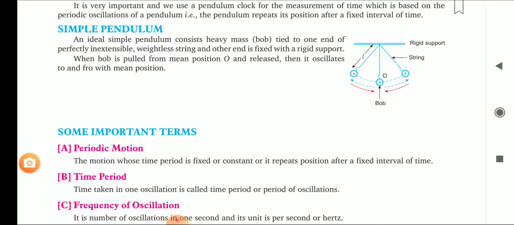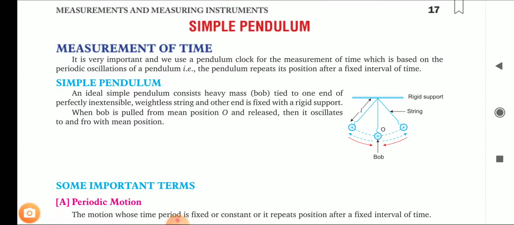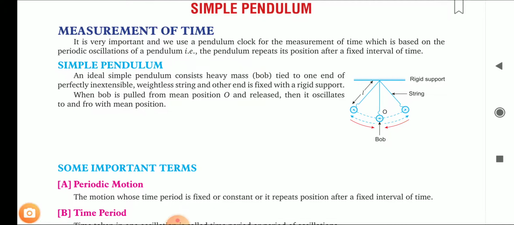Periodic oscillations. Just see, it is used for the measurement of time. It is very important, and we use a pendulum clock for the measurement of time, which is based on the periodic oscillations of a pendulum. The pendulum repeats its position after a fixed interval of time. So what are periodic oscillations? What do you mean by periodic oscillation?